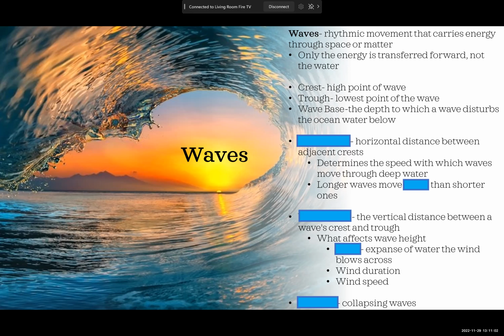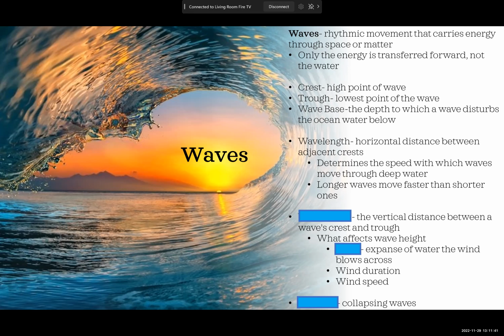So here we are. This next one, the horizontal distance between adjacent crests. So you've got crest, trough, from here to here. What do you call that? Jack? Wavelength. That is wavelength. And that determines the speed at which the waves move through deep water. Longer waves move faster or slower than shorter ones? What do we think, Drew? Yes, longer waves are going to move faster than shorter ones. If you watch them, they can just kind of push through.